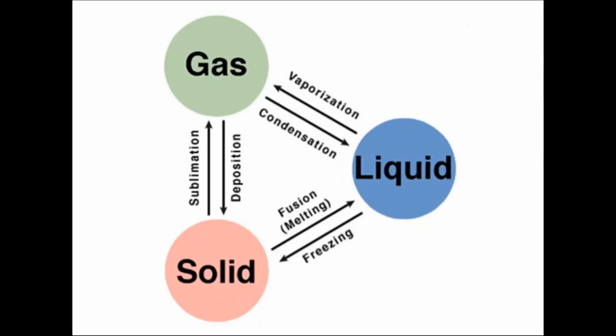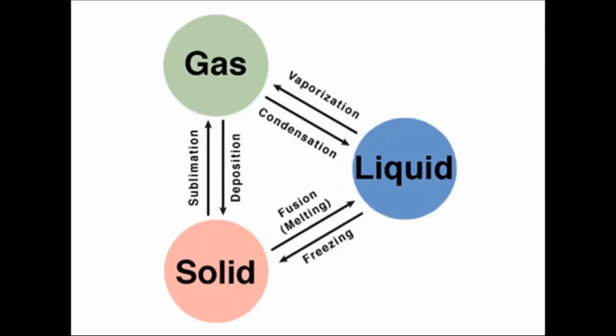Well, it's this. When something goes from solid to liquid, that's called fusion or melting. When it goes from liquid to solid, that's called freezing. Some people also call it solidification. When you go from liquid to gas, that is vaporization, and from gas to liquid, that is condensation. If you go directly from solid to gas, that's called sublimation, and directly from gas to solid, that's deposition.